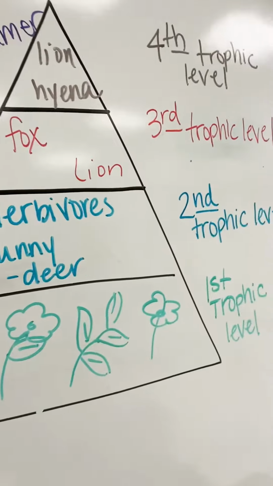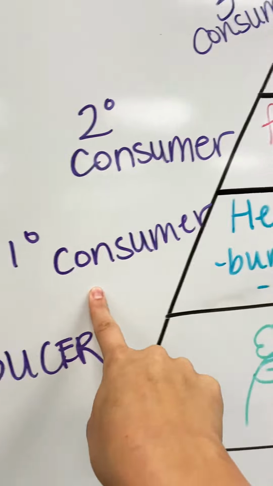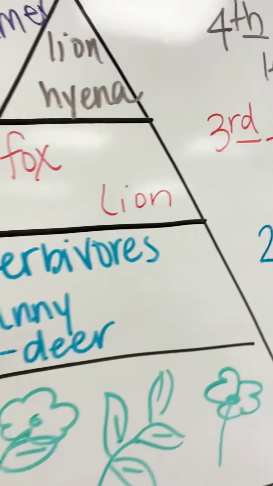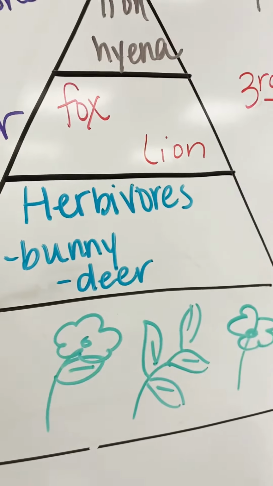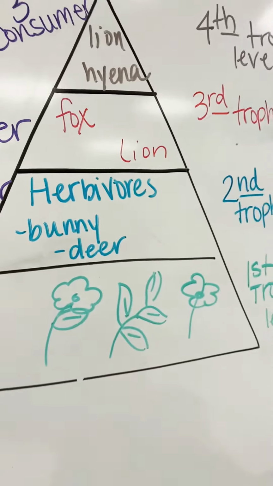The third trophic level is the secondary consumer because it eats the primary consumer. It's the third trophic level because it eats from the second trophic level. So if you have a fox eating a bunny, that's an example. Or if you have like a lion eating a deer, that's another example.